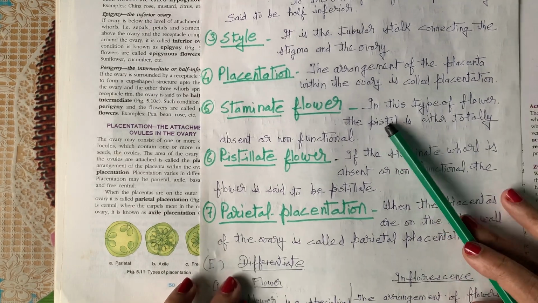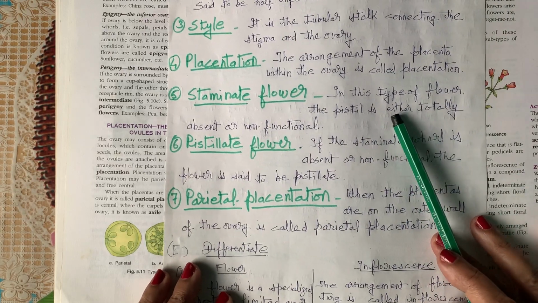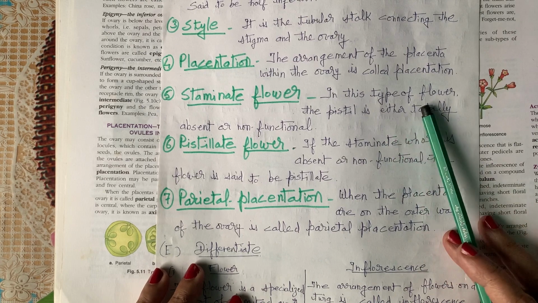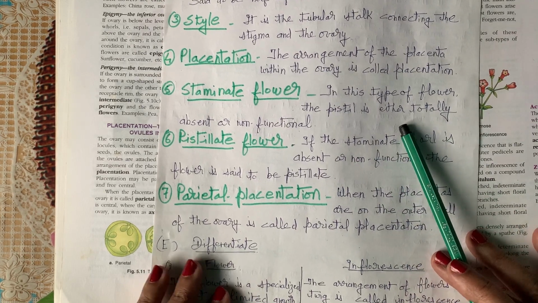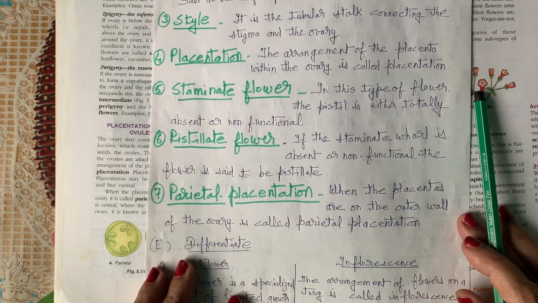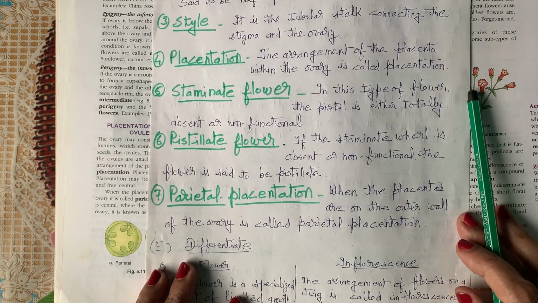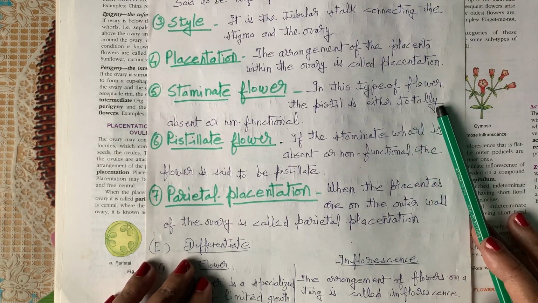Now, staminate flower. What are staminate flowers? In this type of flower, what happens? The pistil is either totally absent or non-functional, meaning only stamens are present. The flower is said to be staminate.